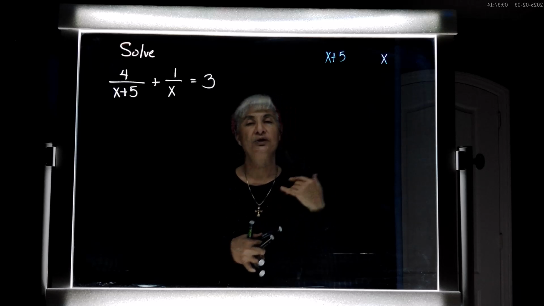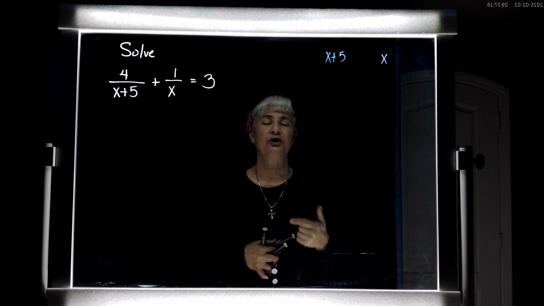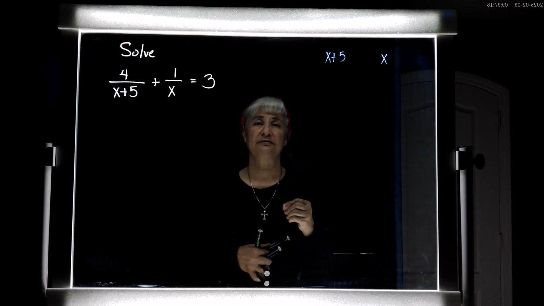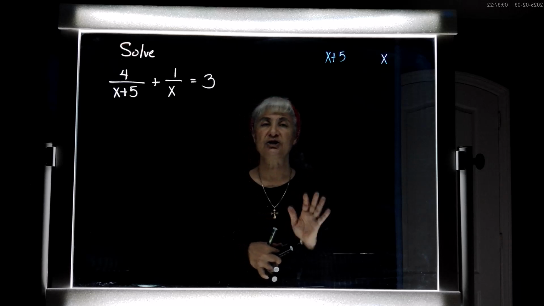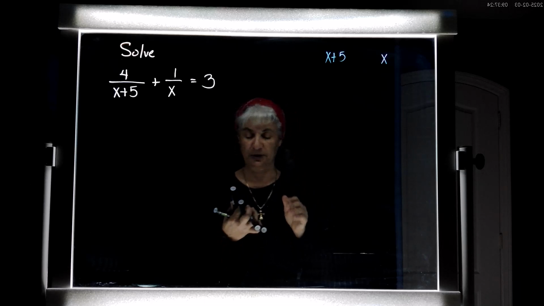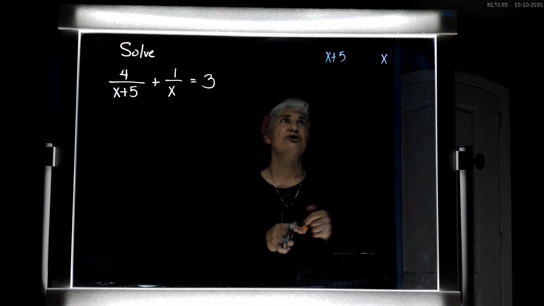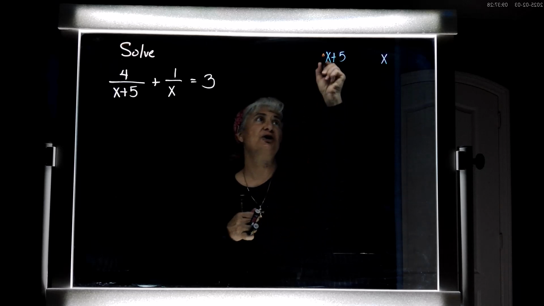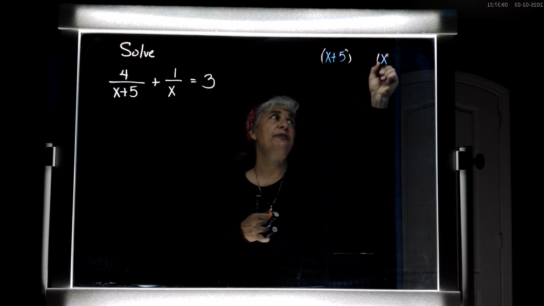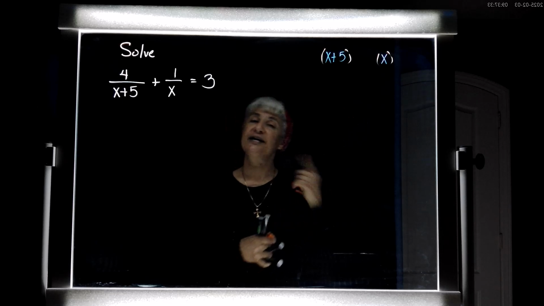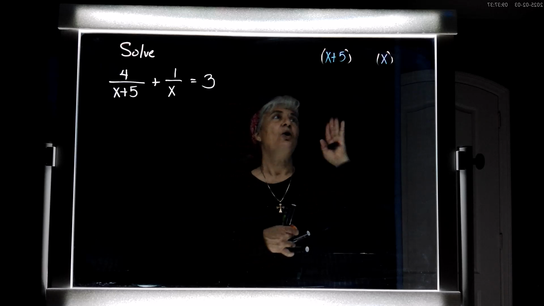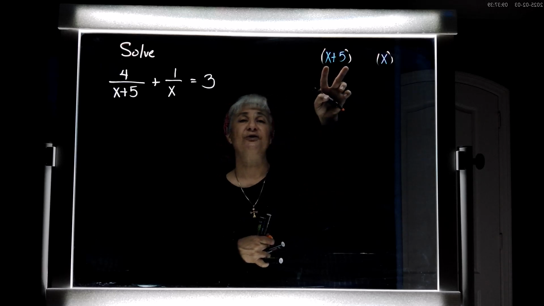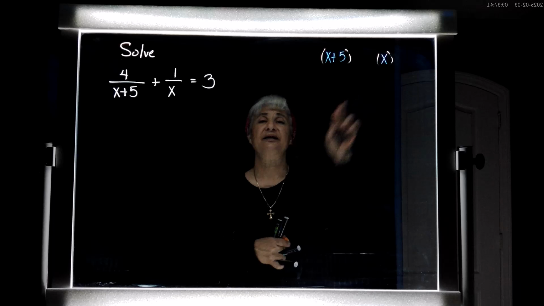Now remember, when you change the look of a denominator, you do it by multiplying. You don't add to it, you don't subtract from it. You have to multiply something to it. So if I take a look at these two denominators, and I want them to look like each other, here's the question I ask myself. What do I need to multiply by the first denominator to look like the second?